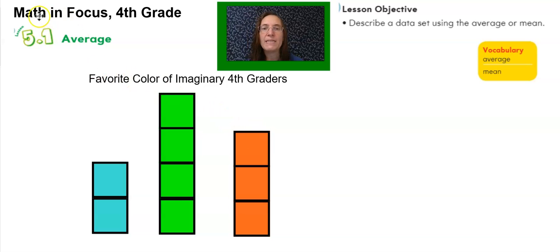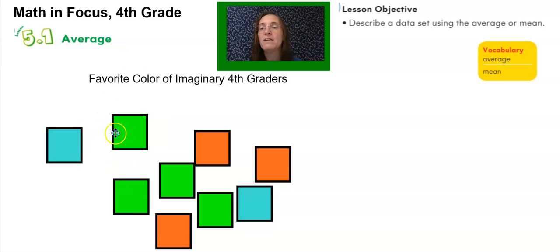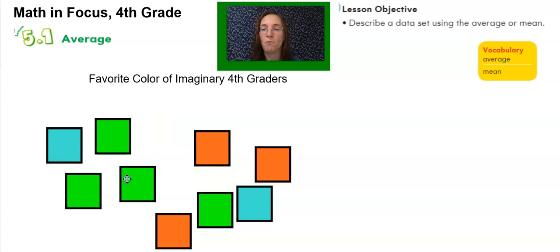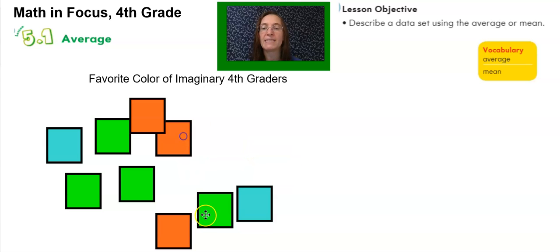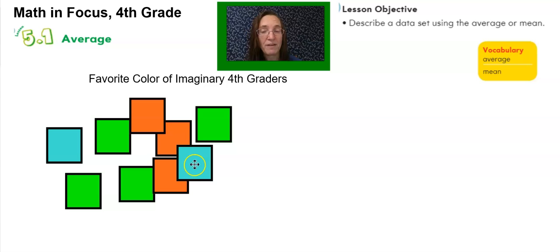What we might do is knock these towers all down, like this, and then we would build our graph again, trying to see if we can give each column the same number. To do that, I've got to know how many are in my pile. 1, 2, 3, 4, 5, 6, 7, 8, 9. So 9 kids told me their favorite colors.